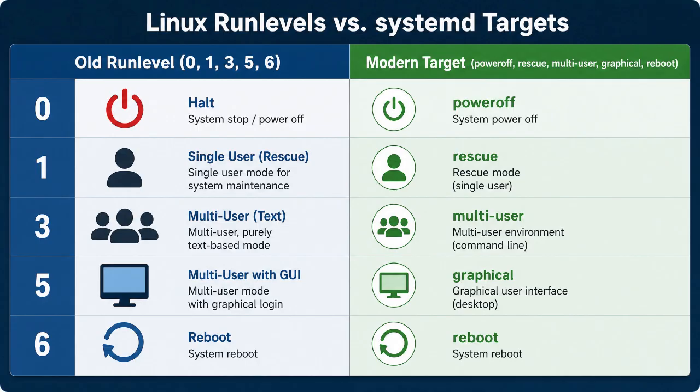Quickly, on targets, systemd's modern replacement for the old numbered run levels. Old run level 0 is now poweroff.target, shut the machine down. Old run level 1 is rescue.target, single-user maintenance mode. Old run level 3 is multi-user.target, a normal, non-graphical, multi-user system. Old run level 5 is graphical.target, a normal system plus a graphical login. And old run level 6 is reboot.target, restart the machine.